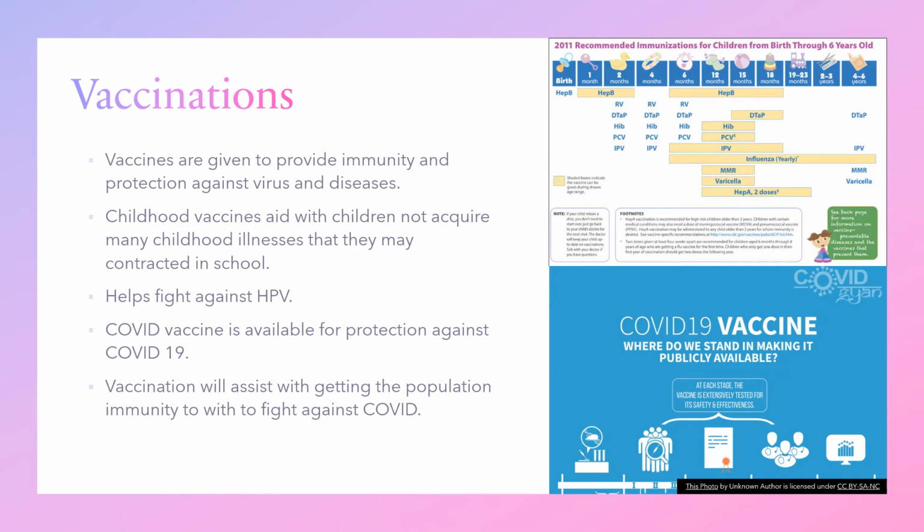Vaccinations. Vaccines are given to provide immunity and protect against viruses and diseases. Childhood vaccines aid children not to acquire many of the childhood illnesses that they may contract in school. It also helps fight against HPV, which is known as human papillomavirus, which is a type of cancer.